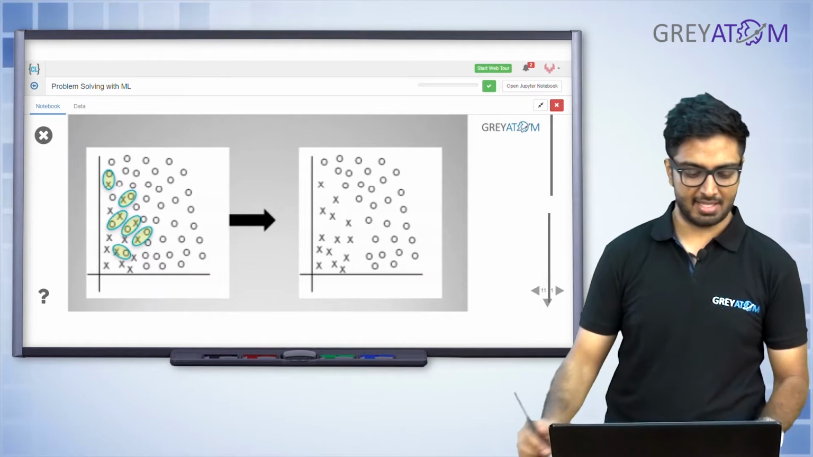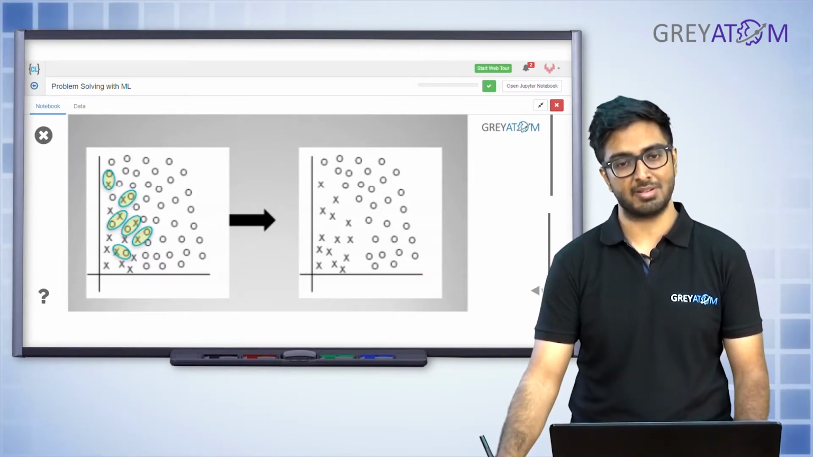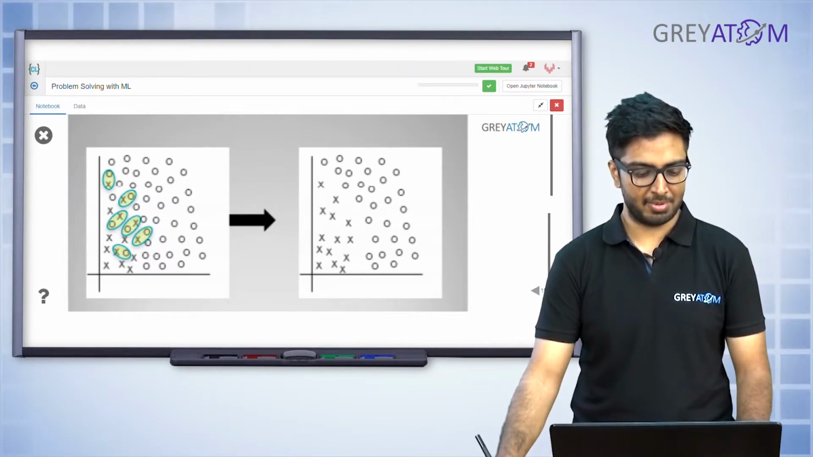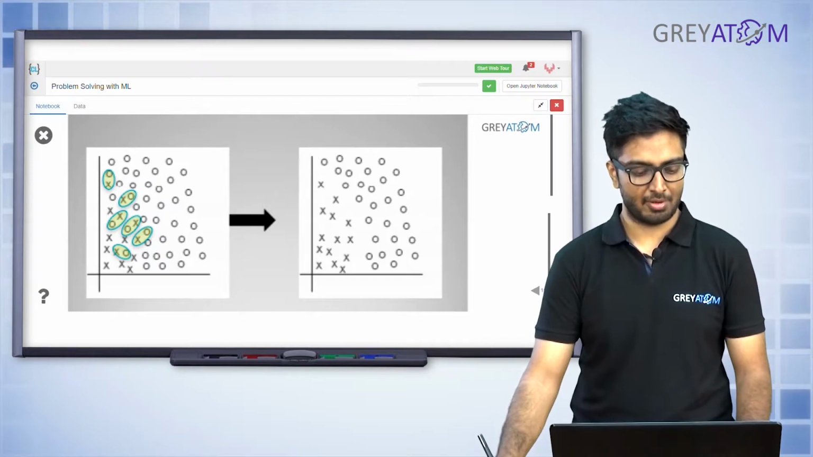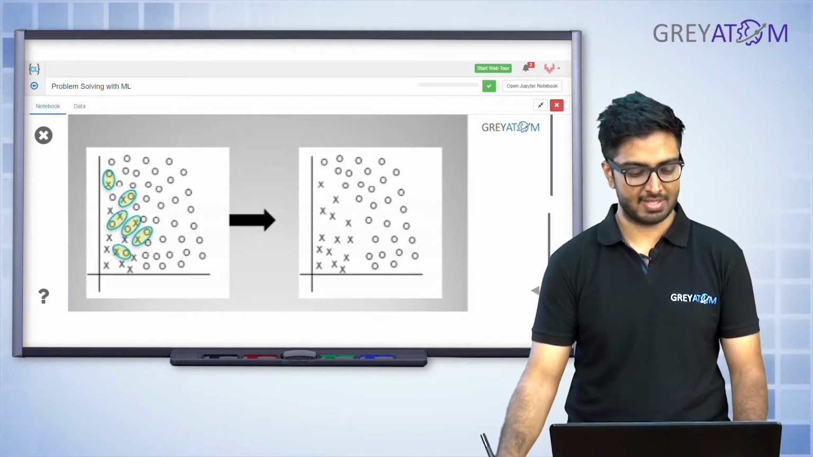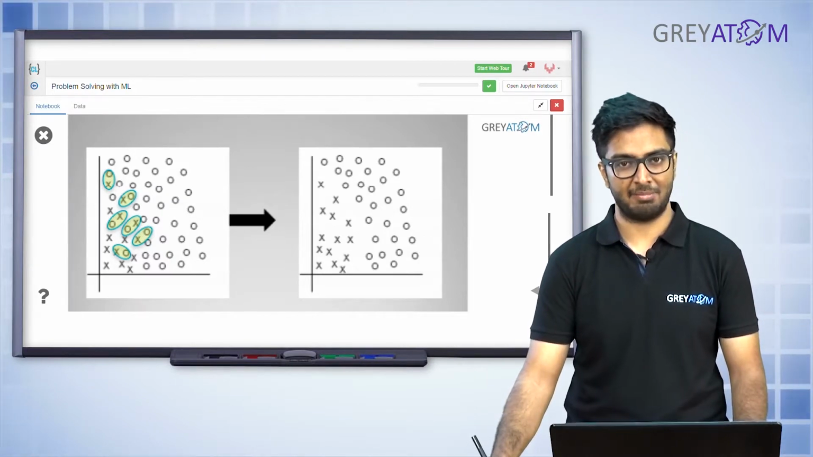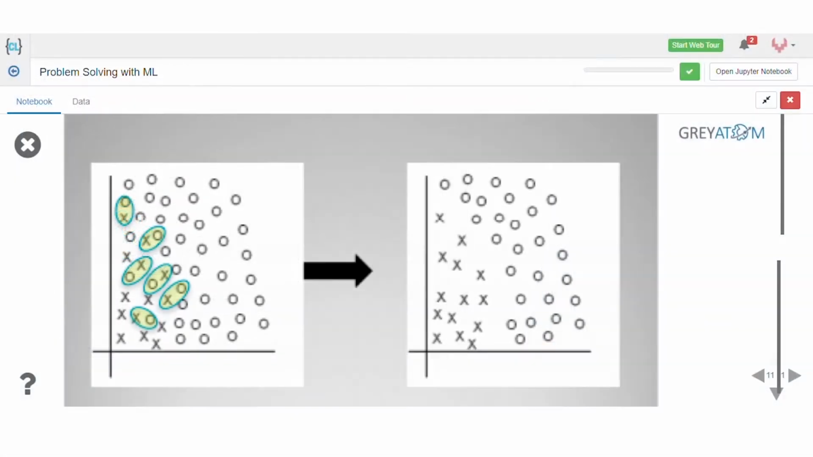So Tomek Link is basically considering that this is what your entire data looks like. Your circles are your majority class and your crosses are your minority class. For every cross here, we are finding the very similar, nearest circle to it, and the next step would be removing all of these circles. In this blue box, you are seeing the pair of negative and positive examples. So your crosses are the positive, minority class, and your circles are the negative, majority class.